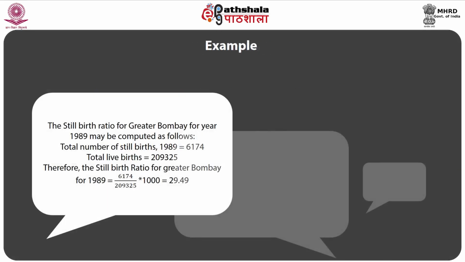Example: the stillbirth ratio for Greater Bombay for the year 1989 may be computed as follows. Total number of stillbirths in 1989 equals 6174. Total live births equals 209325. Therefore, the stillbirth ratio for Greater Bombay for 1989 equals 6174 divided by 209325 multiplied by 1000, equals 29.49.